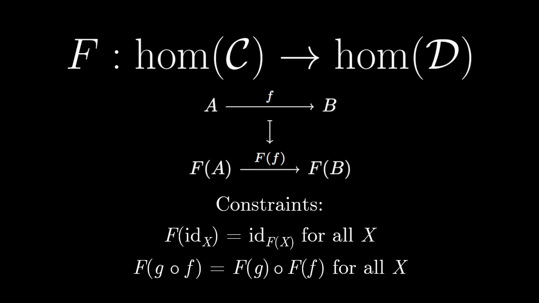As a consequence of this, functors preserve the commutativity of diagrams. We're not going to cover the proof here because it is just a bit of algebra and it's chasing symbols around, but it follows quickly from the second constraint. In particular, functors preserve isomorphism diagrams, so if f is an isomorphism in C, then F of f is an isomorphism in D.